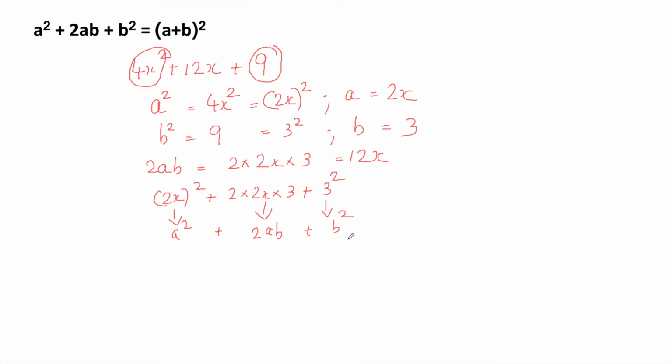So what will be the factors? That will be (a plus b) the whole square. So what is a here? 2x. What is b here? 3. So (2x plus 3) the whole square. That is the factor for the quadratic polynomial 4x square plus 12x plus 9. And again (2x plus 3) the whole square, we can write as (2x plus 3) into (2x plus 3).